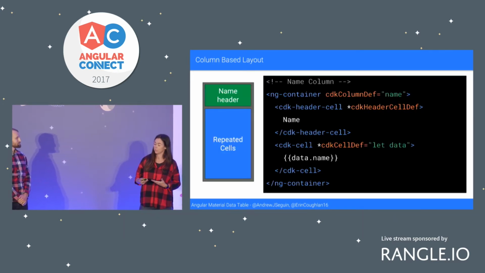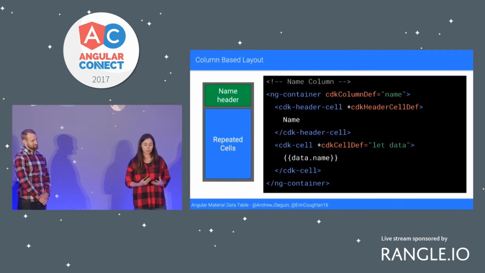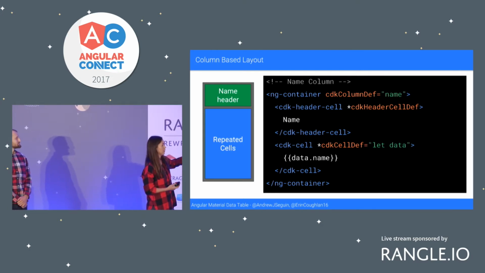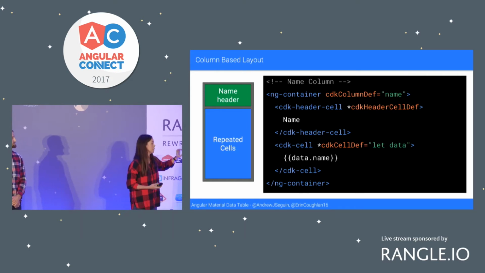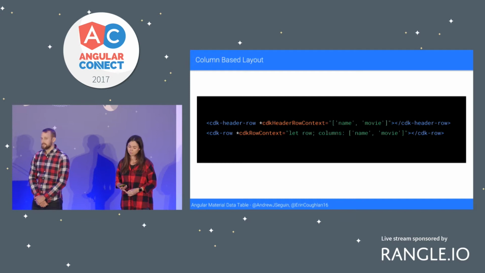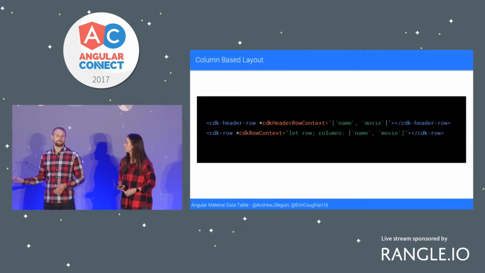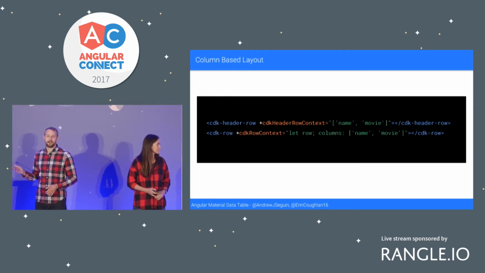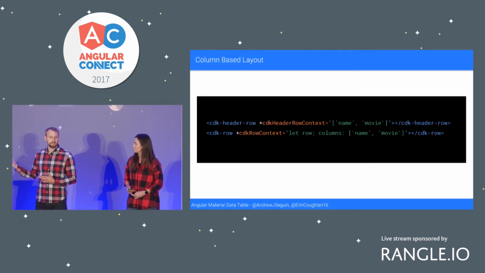And so if we go through and look at some of the code here, a column looks like this. The header cell is the name, and then our data, which gets repeated, is the data name. Cool. And then what we need to do next is tell it what columns you want to display. So then we have our header row and our row, and all we need to do is give it a reference to the columns that we've defined earlier in their containers.